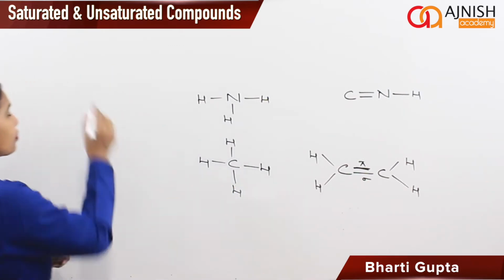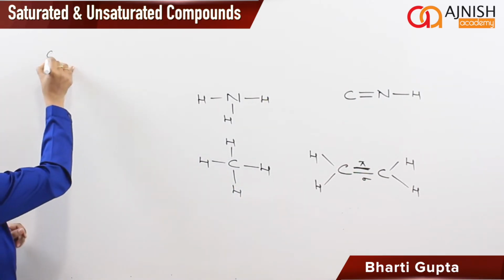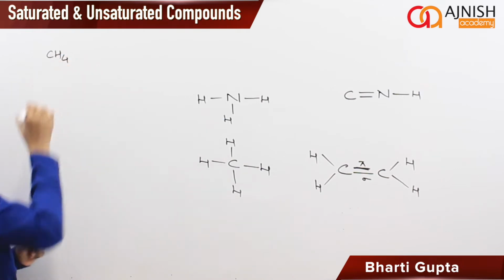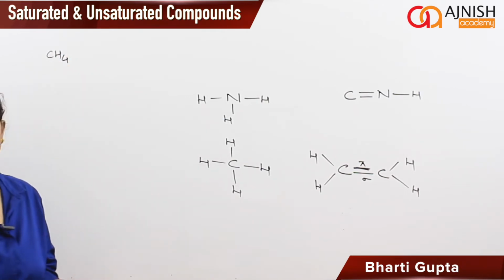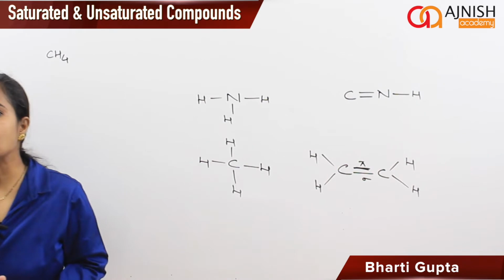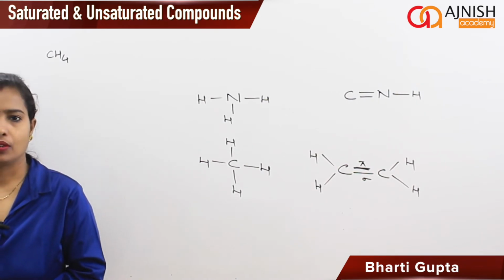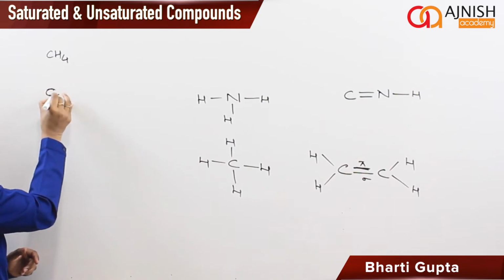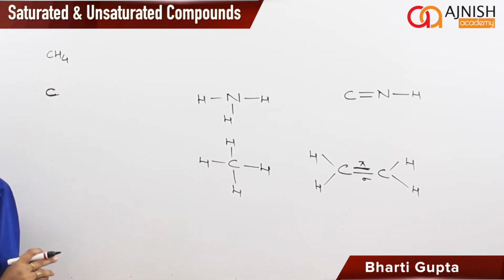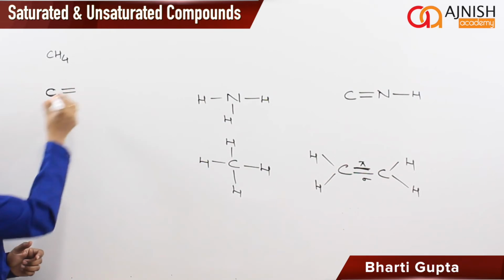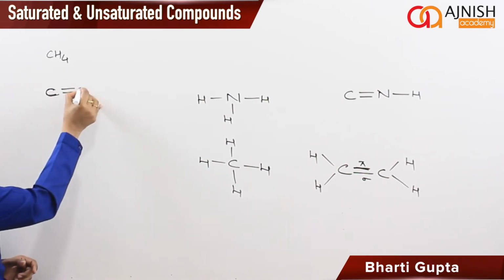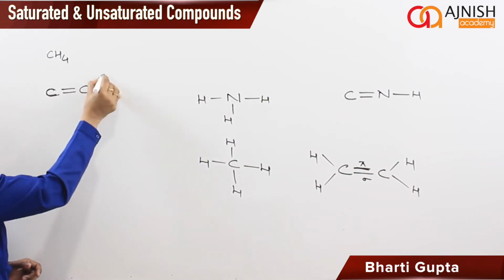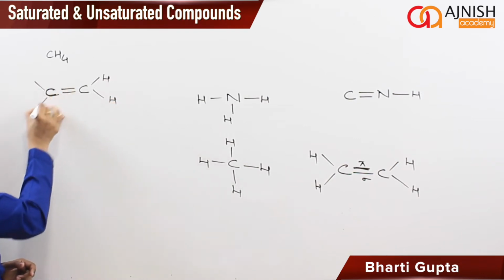For example, take CH4, the simplest organic compound, which is saturated. Now what is the simplest organic compound which is unsaturated? We have to take carbon. If we take one carbon to form a double bond, it must require some other atom. So the simplest can be carbon with all other valencies fulfilled by hydrogen.